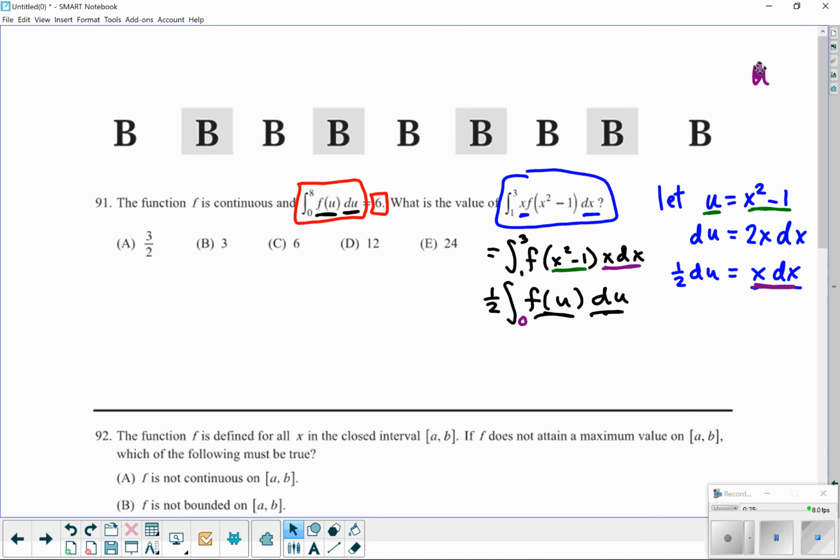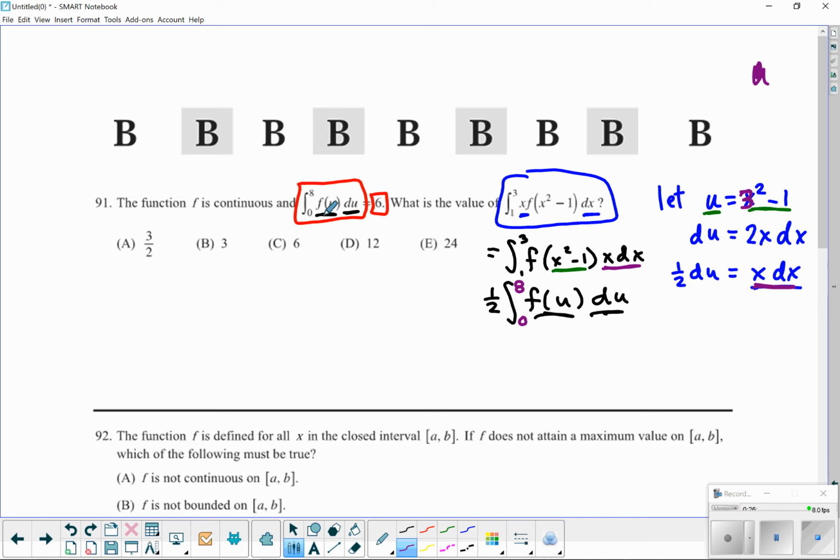And then if we go ahead and let x equal 3 right here, that's the 3. So when x is 3, 3 squared is 9. 9 minus 1 is 8, which means u would equal 8. So instead of 3 for the x, u would equal 8.